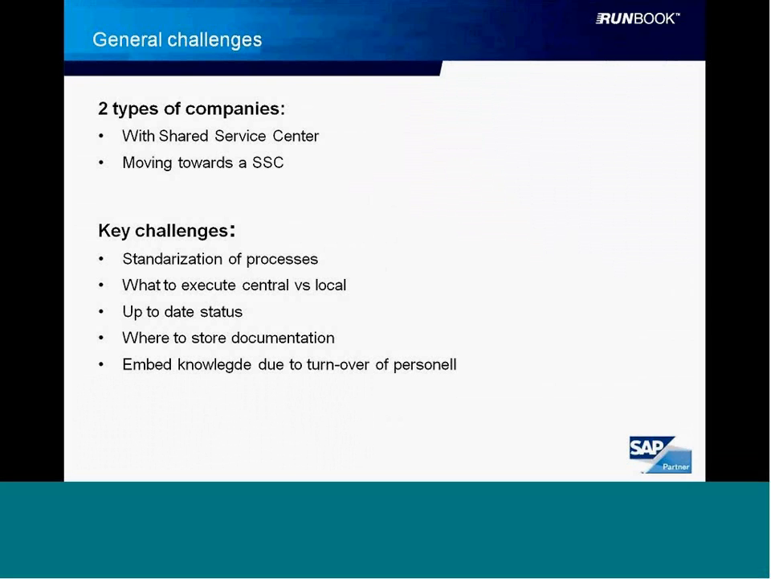Then you have the activity split. What do you want to do centrally and what do you want to do locally? Where are the dependencies? Who is dependent on what? What kind of activities can you do centrally, and where do you still have that local knowledge and really need to work on a local basis?